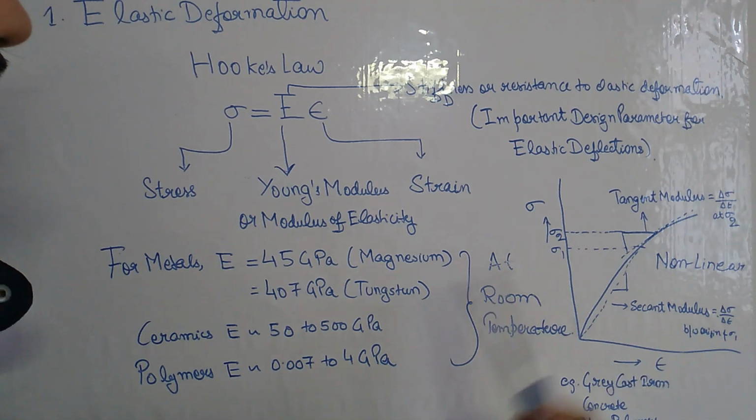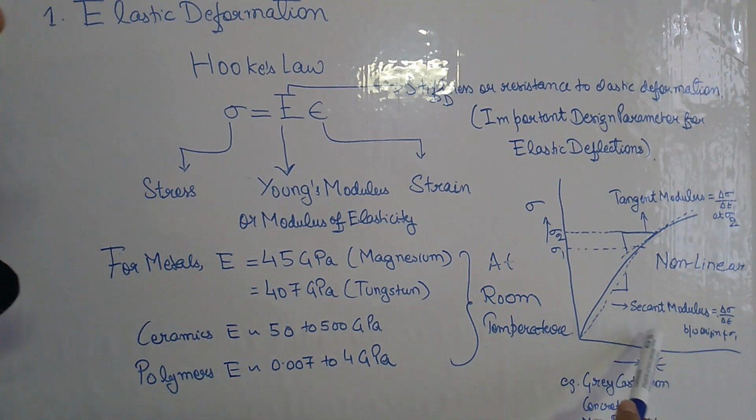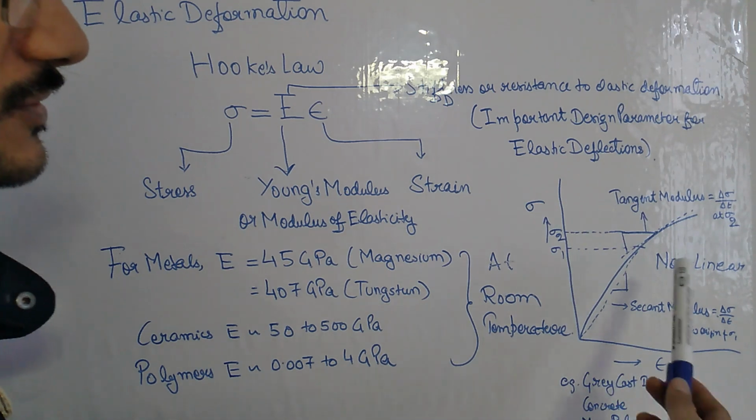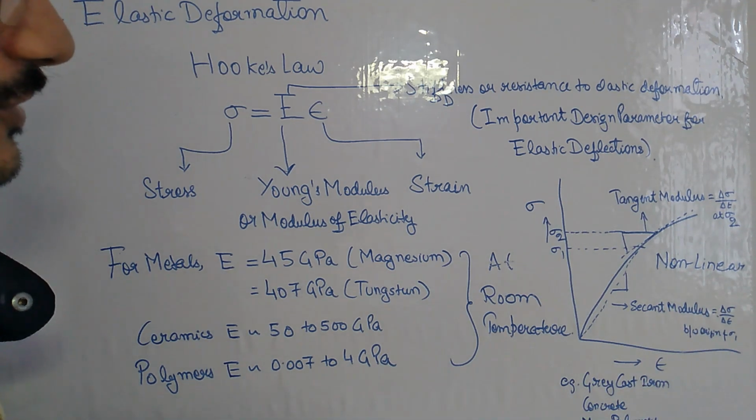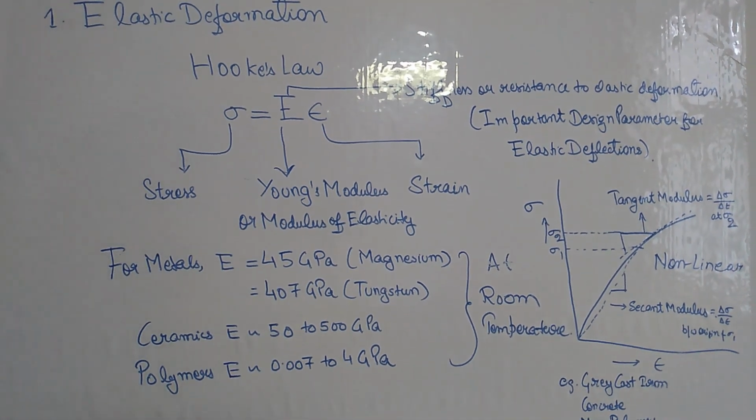Another way of doing it is using the secant modulus. In the secant modulus, we draw a line from the origin to the point at which we require the modulus to be determined, that is at sigma 1. So this gives us another way of determining the modulus.